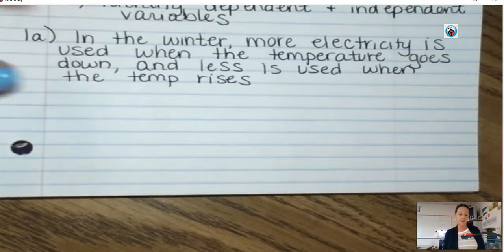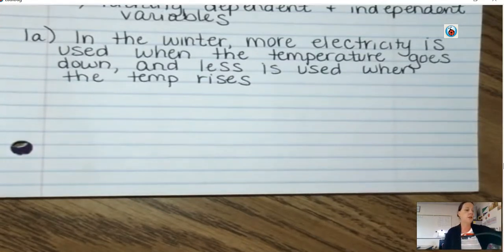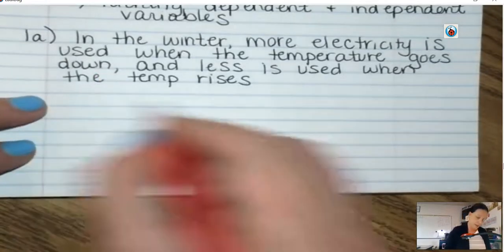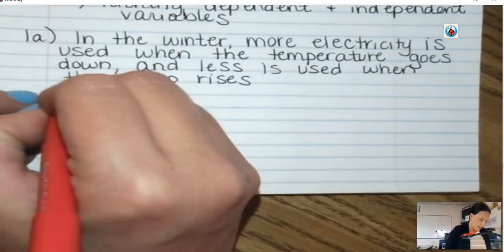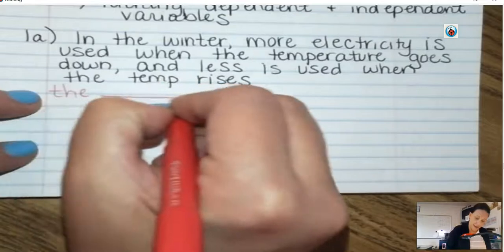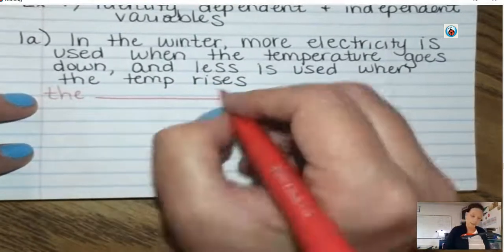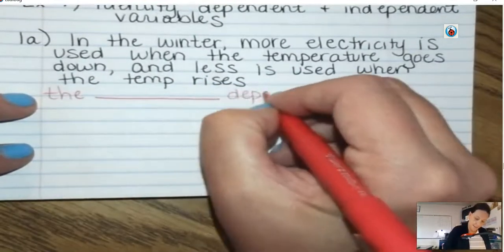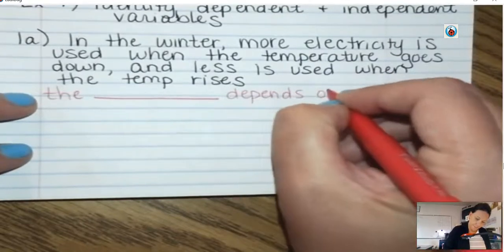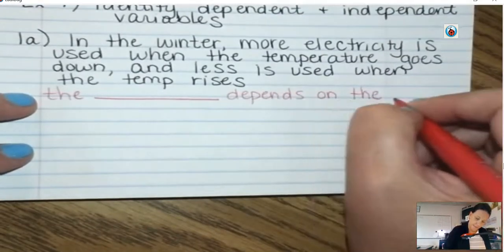So here we have a situation. We have to determine what's independent and what's dependent. So here's a little clue, a little sentence you're going to write each time to help you figure out what's independent, what's dependent. So everybody write this down. The blank depends on the blank.